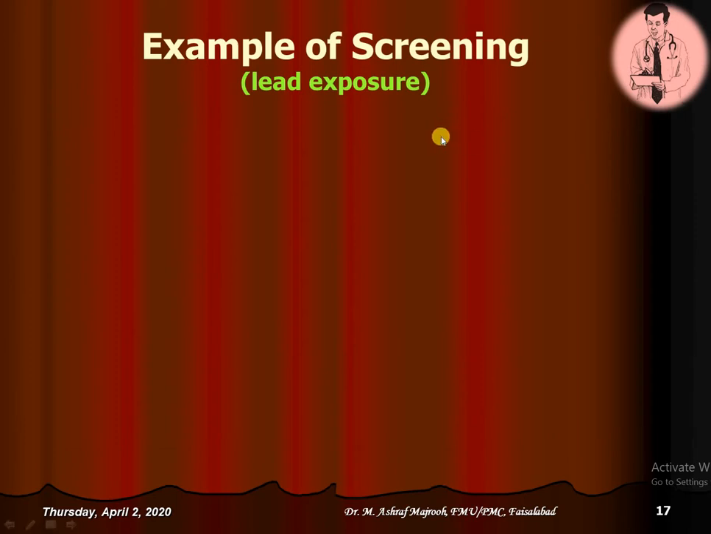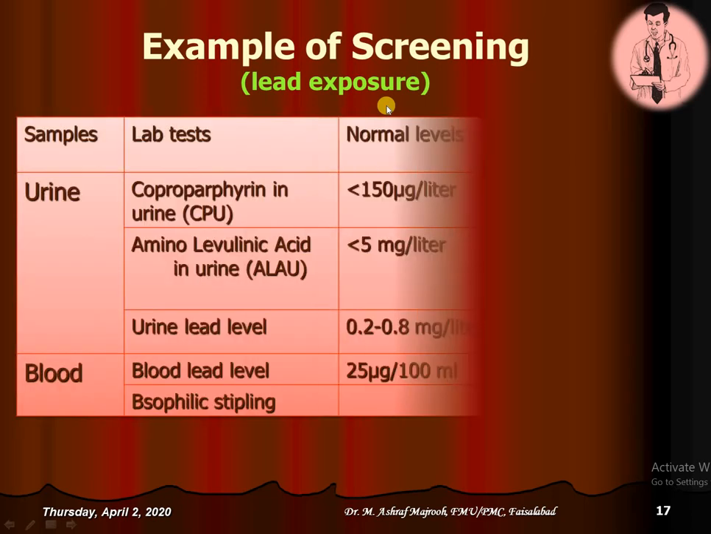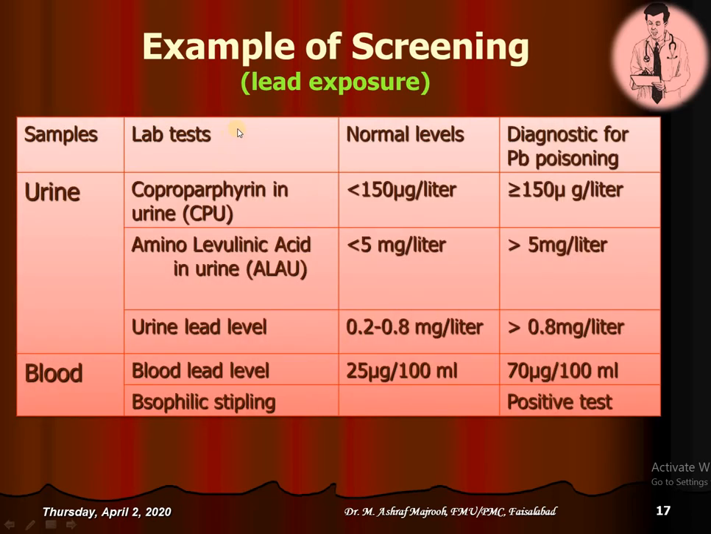Then examples of screening tests. The example is lead exposure. Urine and blood tests are advised, and the substances tested in urine are coproporphyrin and aminolevulinic acid, and the urine lead level, and in blood the blood lead level and basophilic stippling. These are the screening tests which can be applied, and they are part of the periodic medical examination.